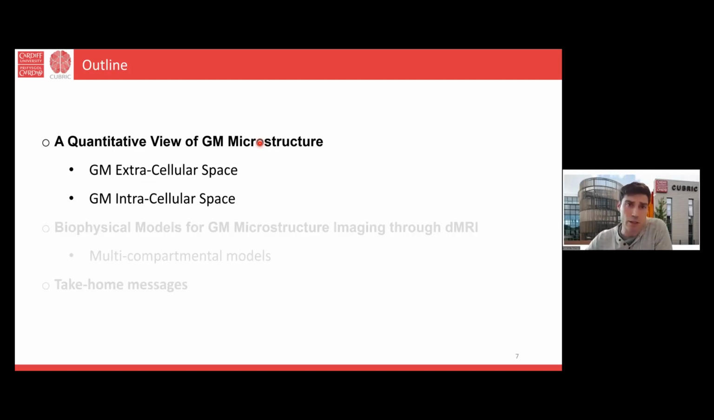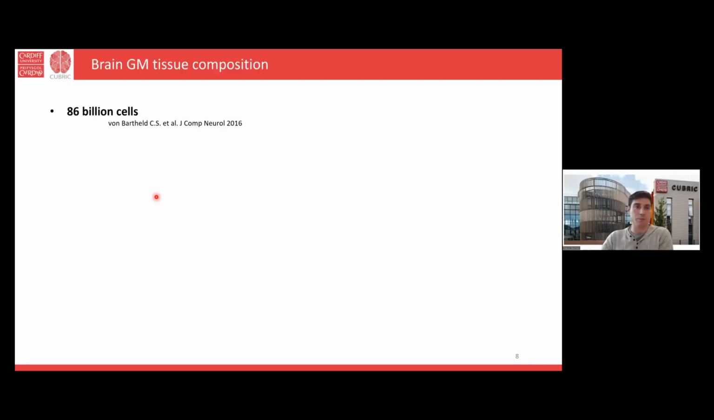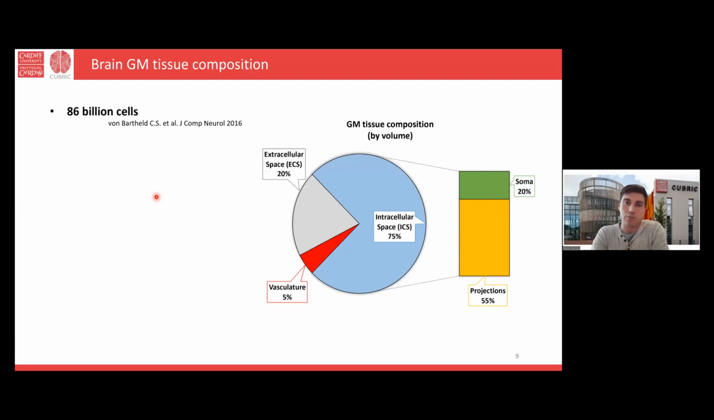So let's start having a quantitative view of gray matter microstructure, and I'll start subdividing first the overall tissue, and then looking at how the extracellular space looks like and how the intracellular space looks like from the microstructure point of view. So if we take the human brain, it is comprised of billions of cells, roughly 100 billion cells. And if we look at the gray matter composition in volume, the vast majority of the volume, more than 70%, is occupied by the intracellular space.